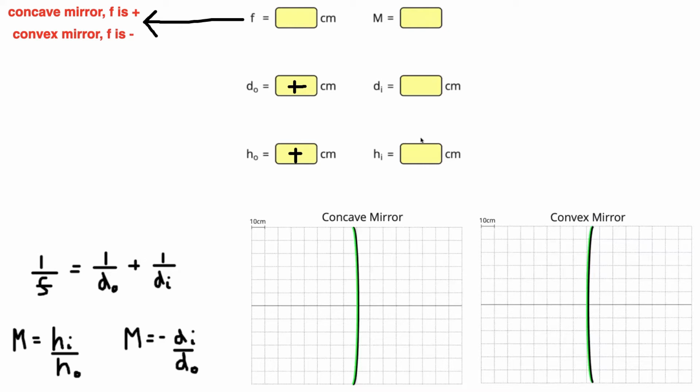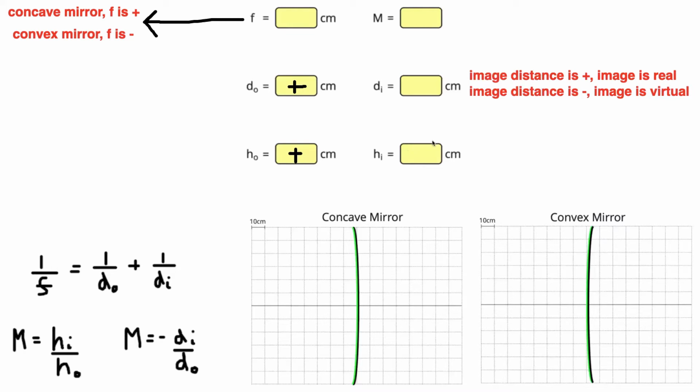Now, these other variables are going to change depending on the type of image that we have. So firstly, for the distance that we get. The distance of the image depends on whether our image is real or virtual. If our image distance is positive, that's telling us that our image is real. On the other hand, if our image distance is negative, that's telling us our image is virtual. So when you put in your numbers, if it comes out as positive, that's telling you, oh, I have a real image. If it comes out as negative, that's telling you I have a virtual image.